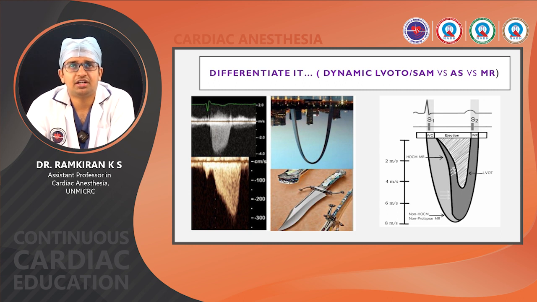And now if you differentiate the dynamic LVOTO from that of AS, in a normal AS you can see a smooth early systolic parabolic pattern, whereas in dynamic LVOTO we see the peak in the mid or the late systole, that is a dagger shaped pattern seen in the continuous wave Doppler. So it is very important to distinguish the different types of continuous wave Doppler patterns in them and find out the differentials.